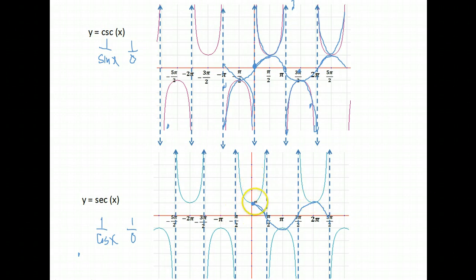Just like with our cosecant and our sine, notice the secant function, everywhere there's a hump on the cosine, the secant's going the opposite direction. Okay, and that all has to do with reciprocals of fractions. The smaller the number on the bottom of a fraction gets, the bigger your answer will be.